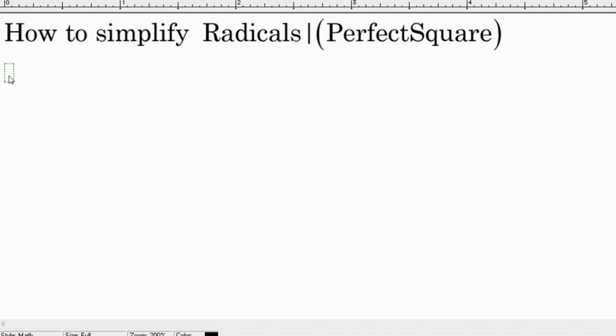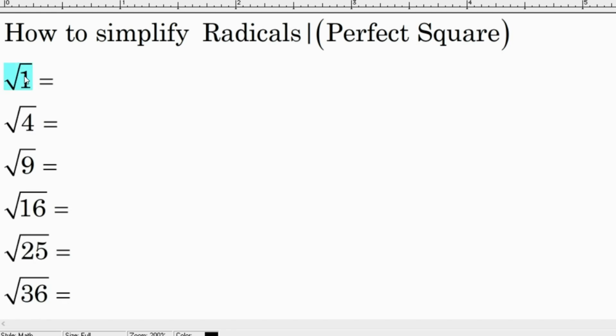In this lesson, we are going to learn how to simplify radicals. In this video tutorial, we are focusing on perfect squares. When we have the square root of 1, 1 is a perfect square, which is equal to 1. And 4 is a perfect square, and the square root of 4 is equal to 2.